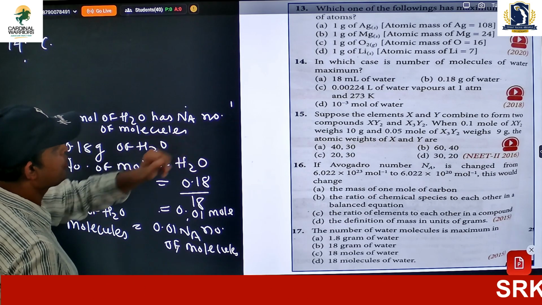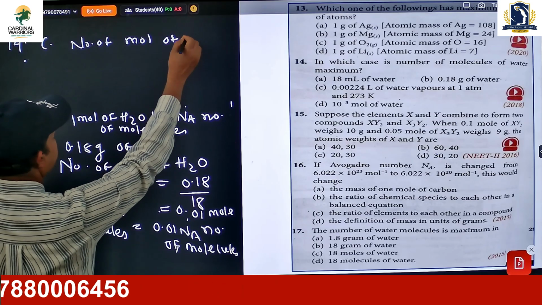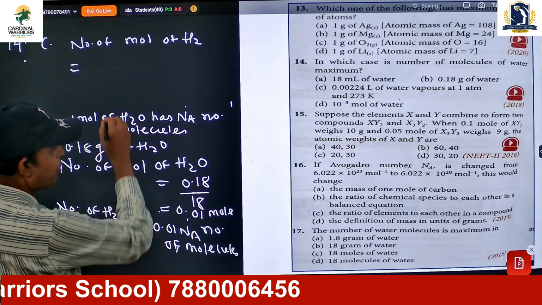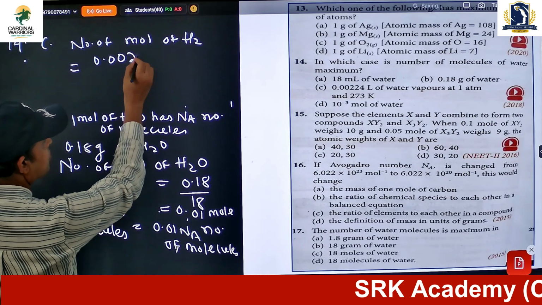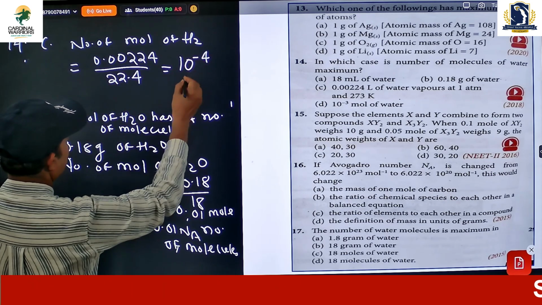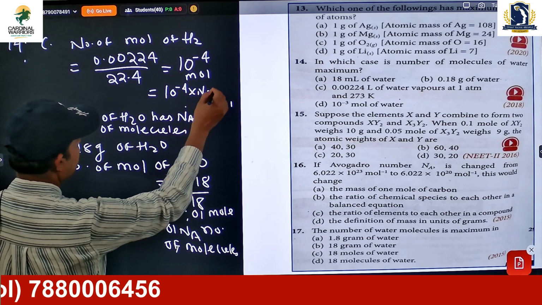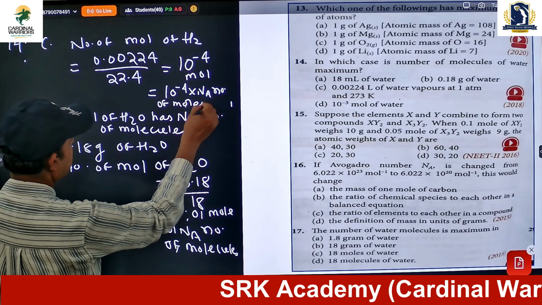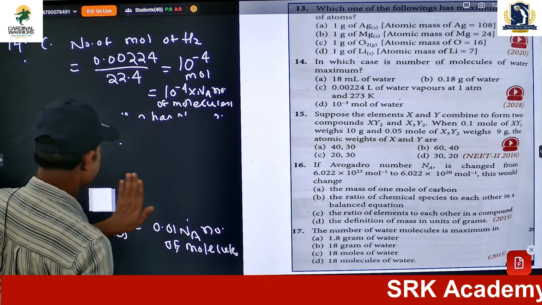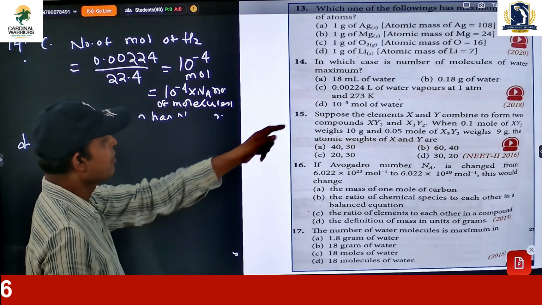So the number of moles of water is equal to given volume upon 22.4. So 0.00224 divided by 22.4 becomes 10 to the power minus 4 mole. So 10 to the power minus 4 means 10 to the power minus 4 into Na number of molecules. And the last one is 10 to the power minus 3 mole of water.